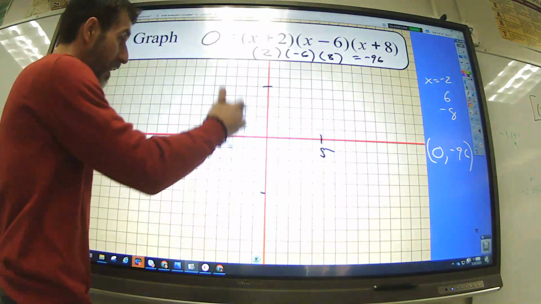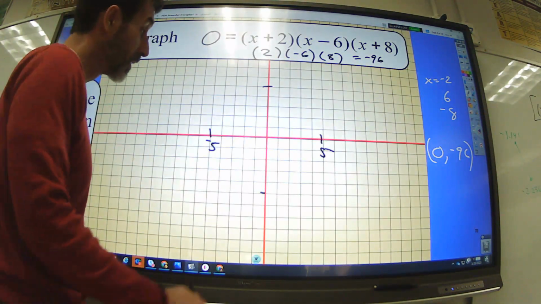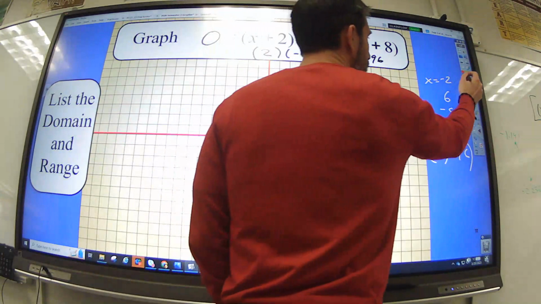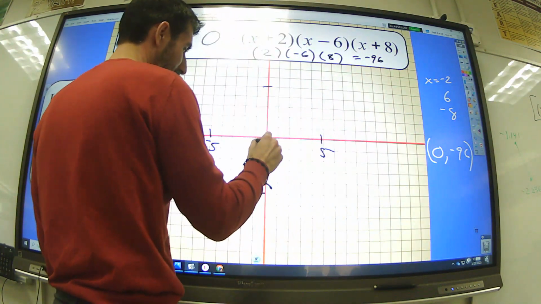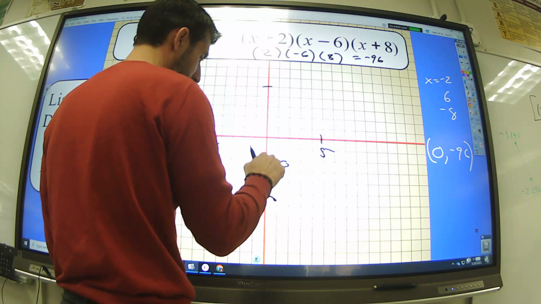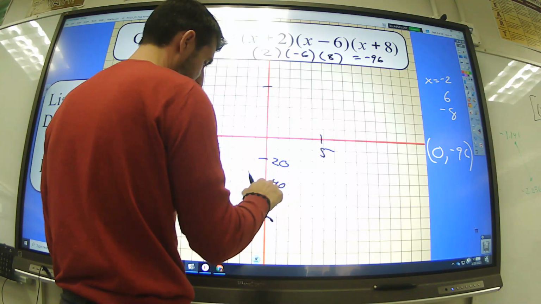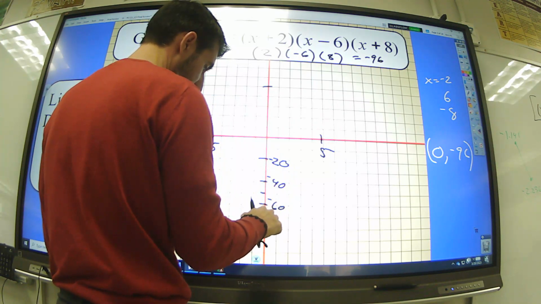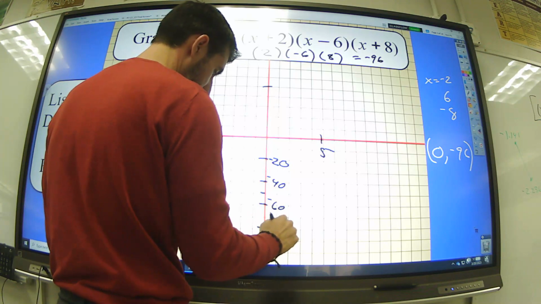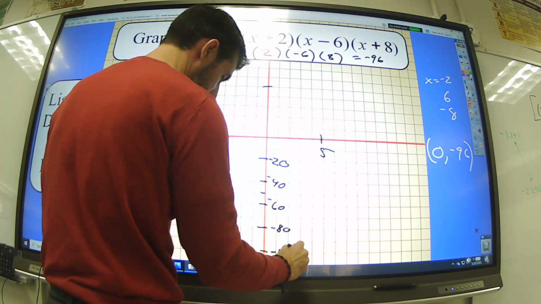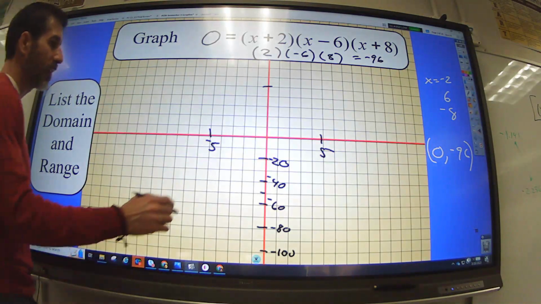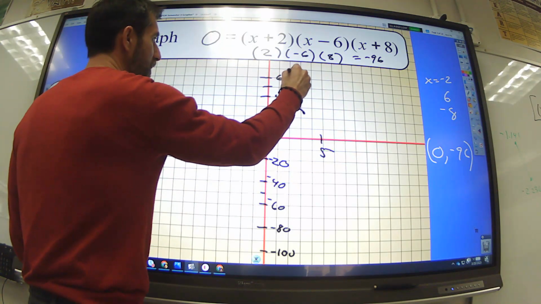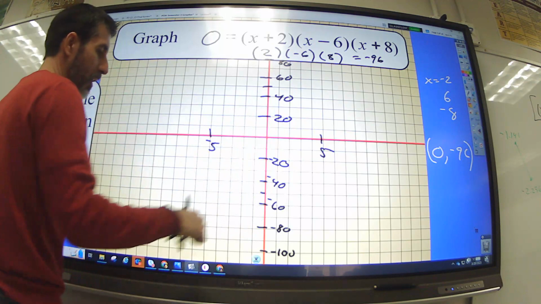So I got to scale it down so I could at least get to 100. 10, 20, 30, 40, 50, 60, 70, 80, 90, 100. It's kind of big, but maybe I guess I could do tens. Got to do it this way too. 10, 20, 40, 60, 80, 100. I got to go down to that negative 100.